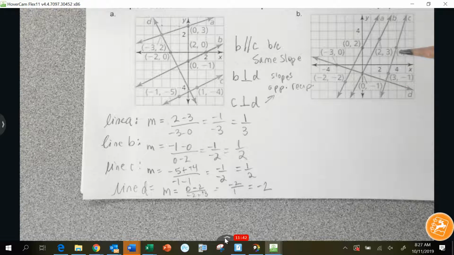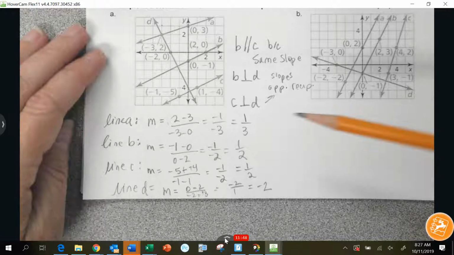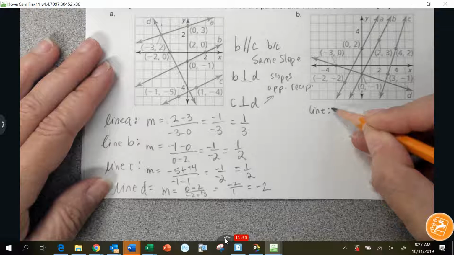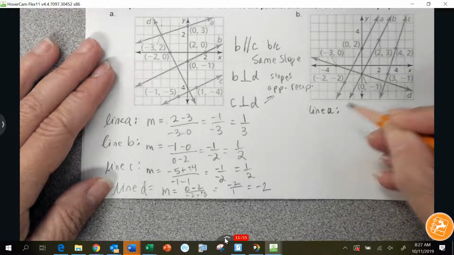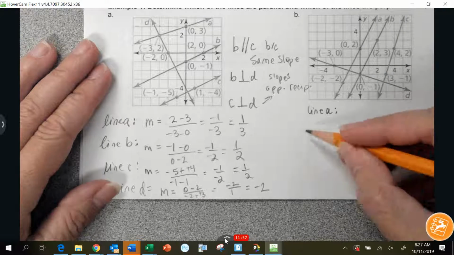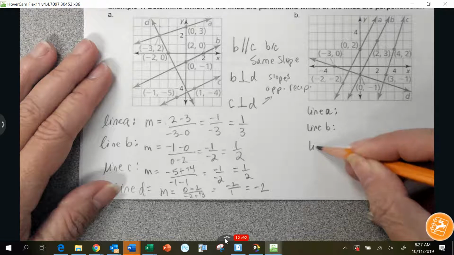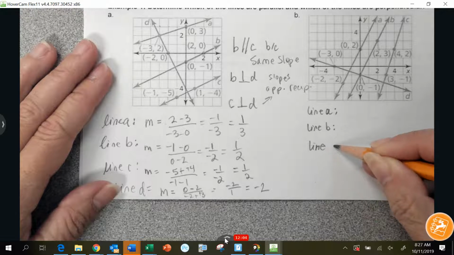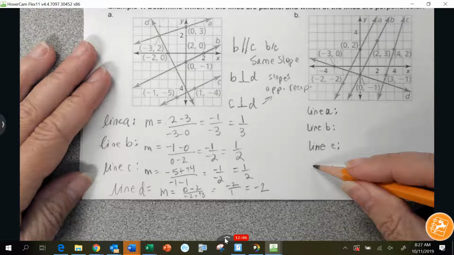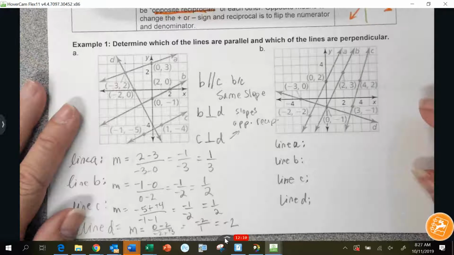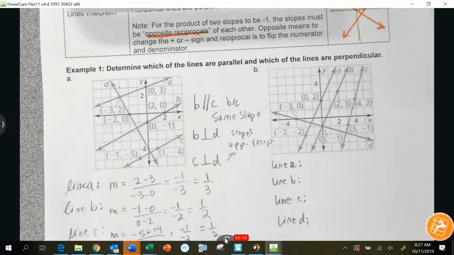All right, so now what I want you to do is I want you to find line A, B, C, D in the next picture. And I want you to find the slope of each of those lines. And I want you to decide if there's any perpendicular, any parallel sets. So you try. I do want you to list their slopes. You don't have to use the formula if you're using rise over run, but you do need to list their slopes.